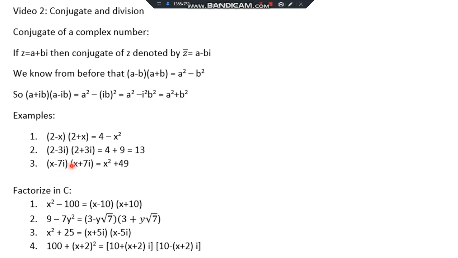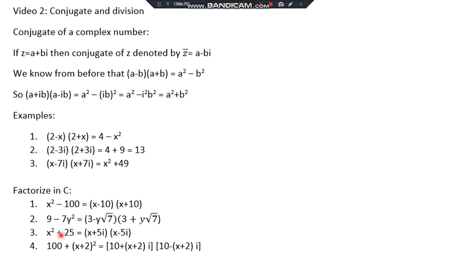Here x minus 7i times x plus 7i in complex is x square plus 49. You square, it's a plus. A minus ib times a plus ib is a square plus b square. If you want to factorize vice versa, x squared minus 100 is in the reals: x minus 10 times x plus 10. This is also in the reals because I have a minus between. 9 minus 7y squared is 3 minus root 7y times 3 plus root 7y. This is in the real.